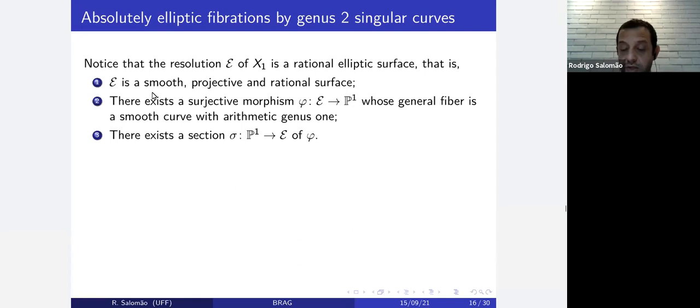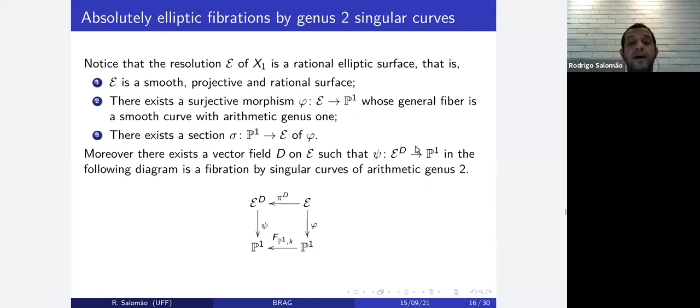Okay, so in this case, since we have a vector field on X1, we will have a vector field on the rational elliptic surface as well, such that the induced fibration, after we apply the relative Frobenius on the base and the morphism associated to the vector field, is a fibration by singular curves of arithmetic genus 2.